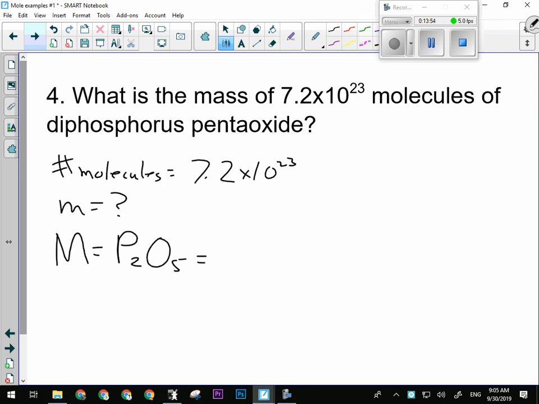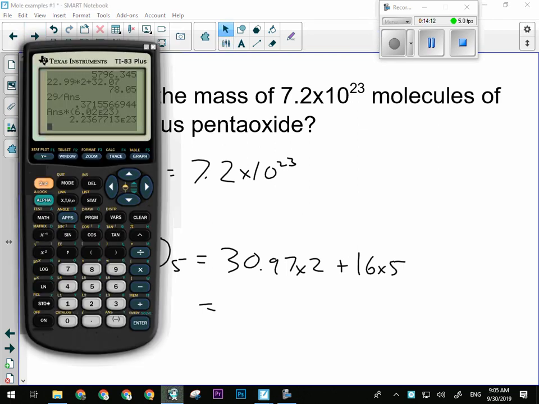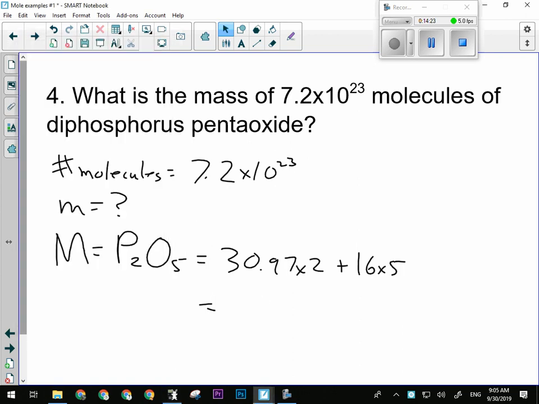So we're going to have 30.97 times 2, phosphorus, plus 16 times 5. So look at that: 30.97 times 2 plus 16 times 5. The molar mass of this stuff is 141.94.